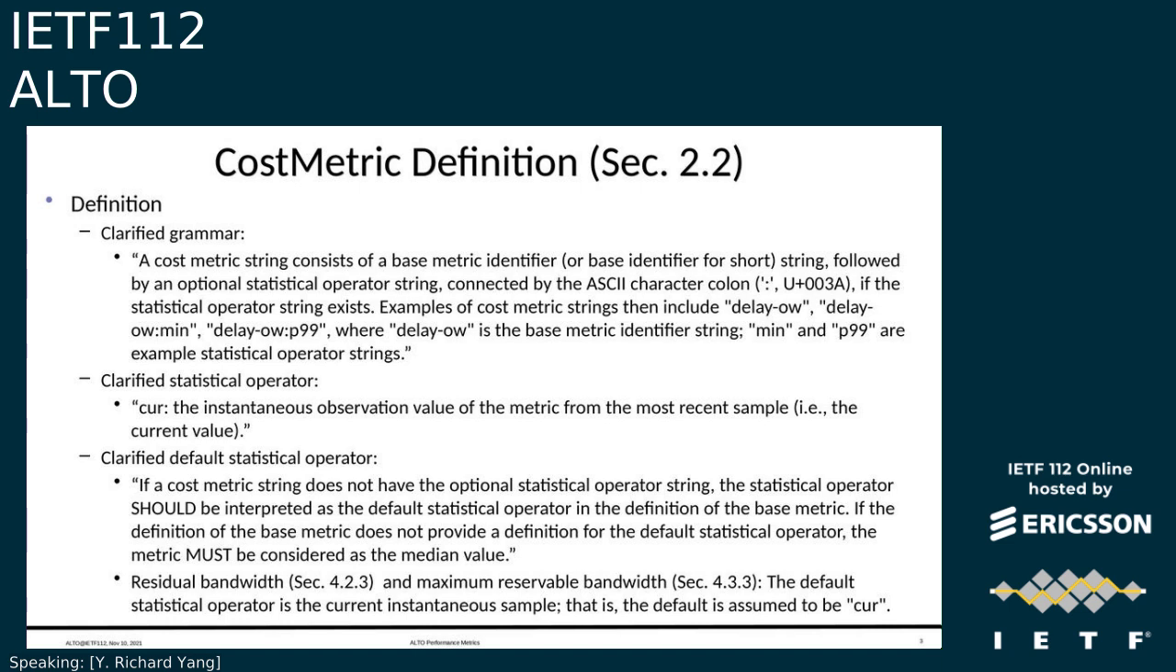And also the same review comment by Christian is a discussion about how exactly to specify which statistical operators you want to use. For example, what if it is a maximum reservable bandwidth? You already have a max, and which one is a good metric? So originally we recommended using, for example, mean, and Richard, after discussions.